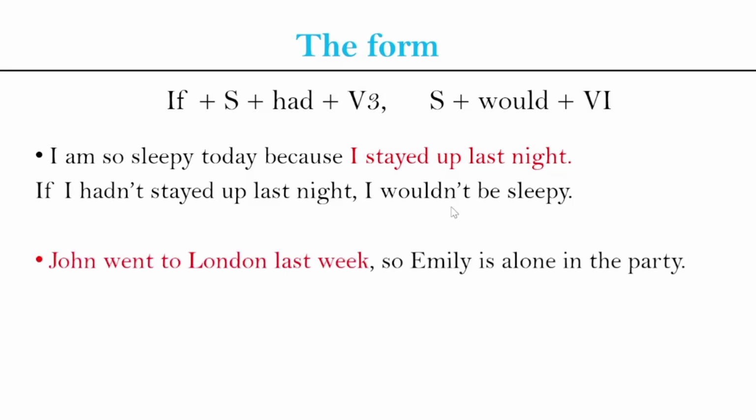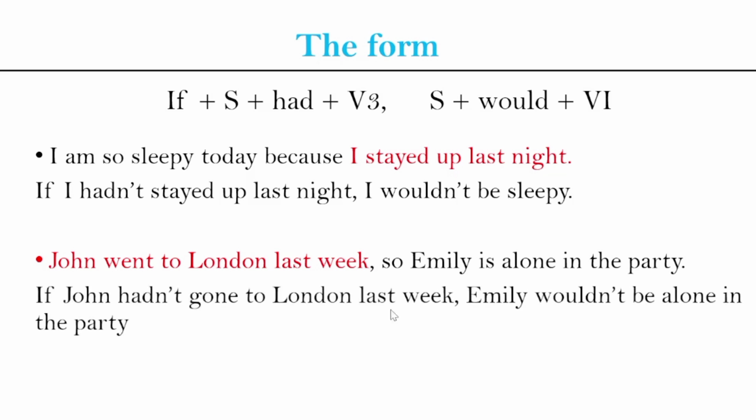The second example: John went to London last week, so Emily is alone at the party. We have one action in the past, which is going to London last week, and then Emily is alone today. So the past action affects the present situation. And the sentence will be: if John hadn't gone to London last week, Emily wouldn't be alone at the party.